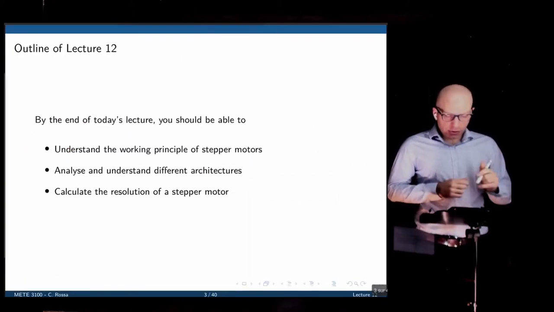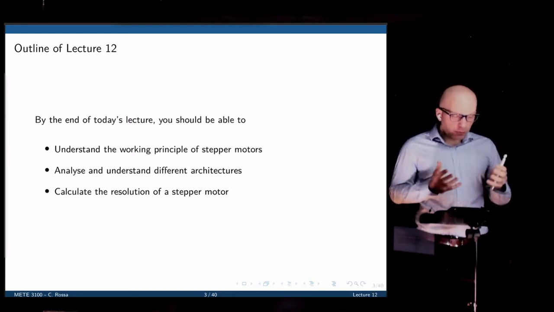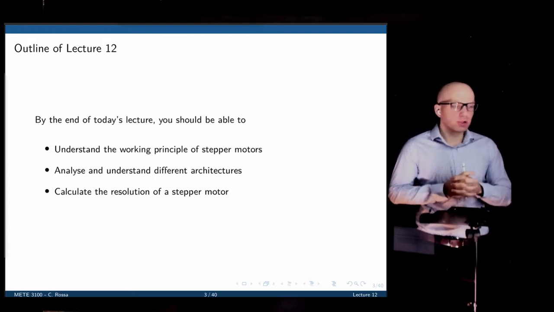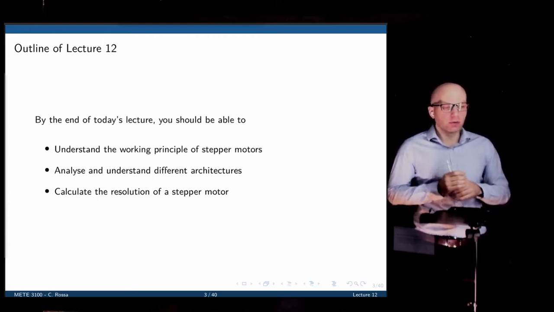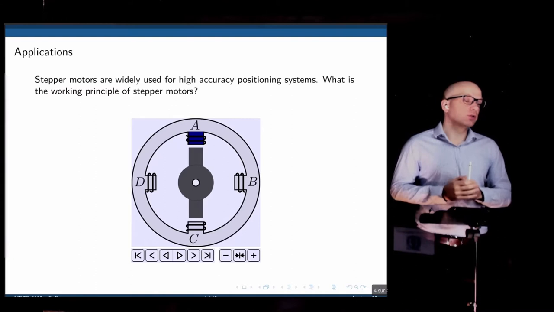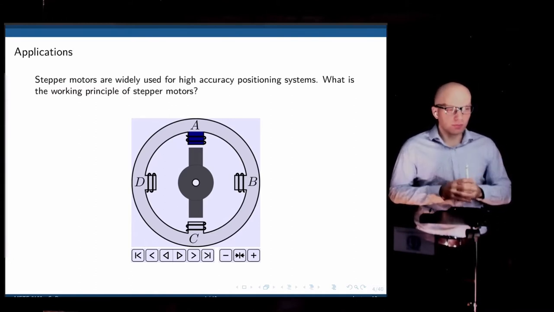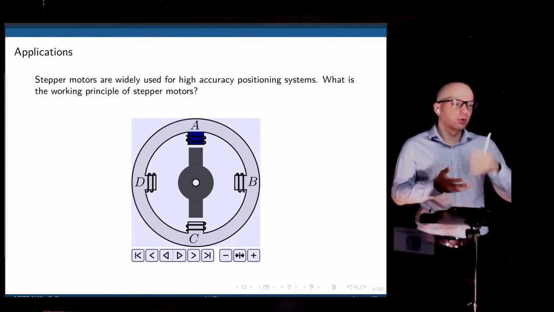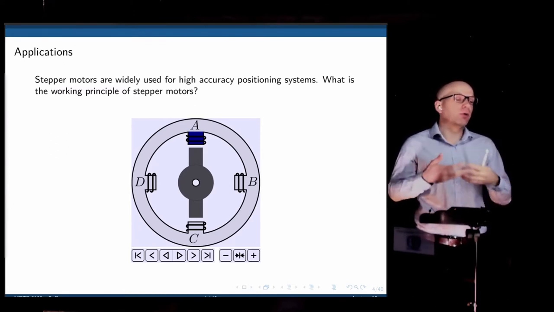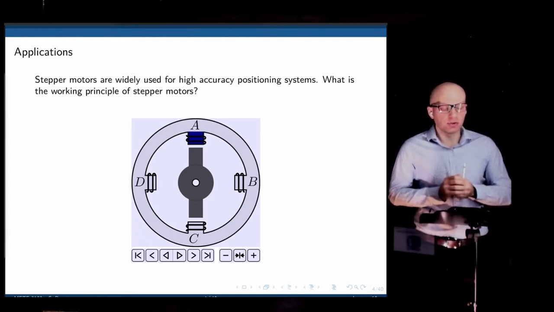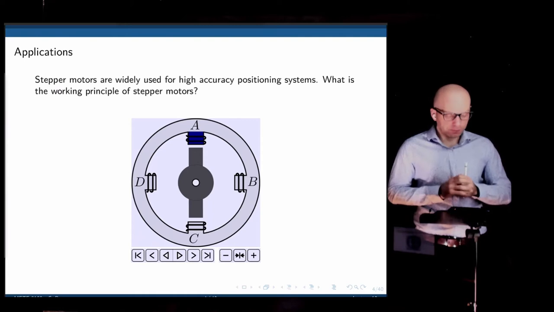So for today's lecture, we're going to study the working principle of stepper motors, analyze the different methods to construct it, to build a stepper motor, and calculate the resolution of a stepper motor. This is very similar to what we studied in the last lecture. The question that you're going to answer today is how can we ensure continuous motion? In the machines we developed so far, we had a torque being developed, but once we reached a certain equilibrium point, the motor is technically stuck in that position and can't ensure a continuous rotation. So how do we do that today?